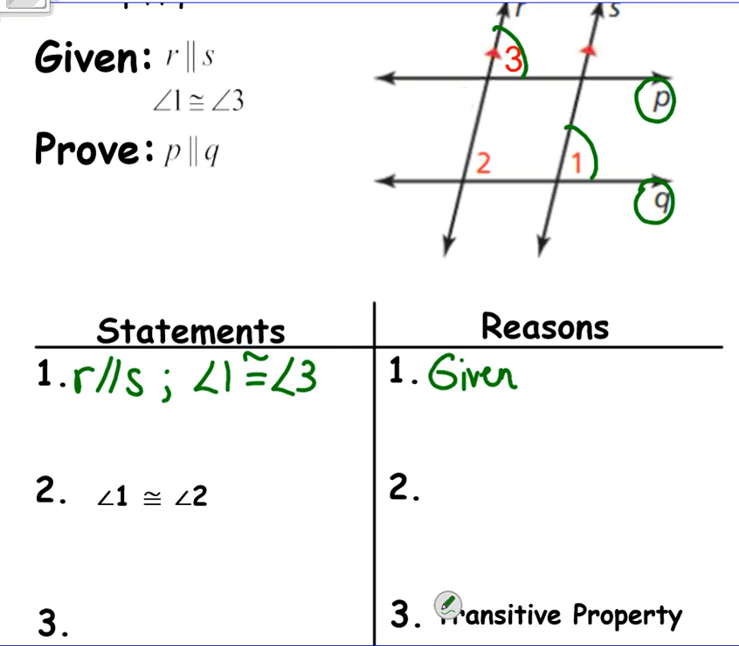Well, if R is parallel to S, I can come up with another congruent statement. I can say that angle 1 and angle 2 are congruent. And they are congruent because if R and S are parallel, 1 and 2 are corresponding angles if you think about line Q as being the transversal. So we call this corresponding angles.